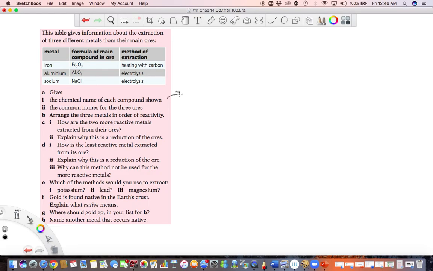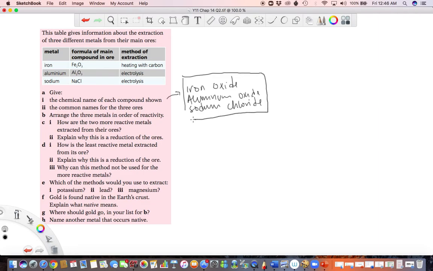So the first one is of course iron oxide. The second one is aluminium oxide, and then of course the third one is obviously sodium chloride. Now if you're wondering how come they ask us such an easy question, well, it's standard because in year 10 you are expected to be able to name chemical compounds. So this is sort of the standard thing to be asked.